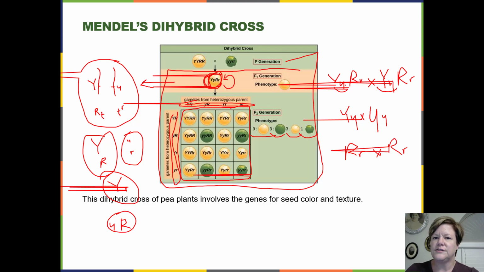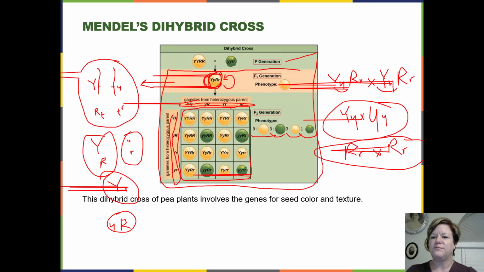In other words, since the Y gene is on chromosome 3 and the R gene is on chromosome 7, and I made that up, I don't know for sure, but since they're on separate chromosomes, then you can take it apart and deal with it like it's two completely separate events. So instead of having one dihybrid cross, you have a monohybrid cross of big Y little y cross big Y little y, and you have another monohybrid cross of big R little r cross big R little r. So two monohybrid crosses that are occurring simultaneously.